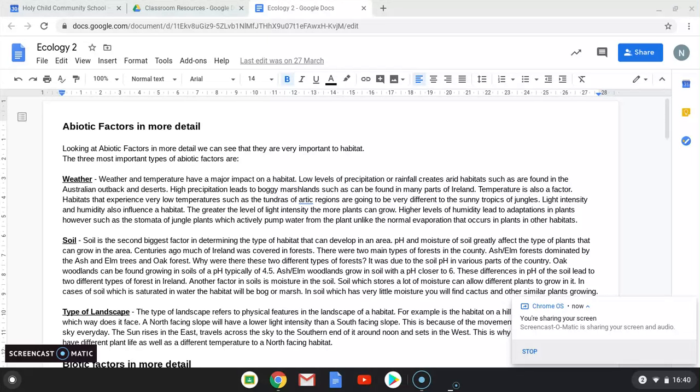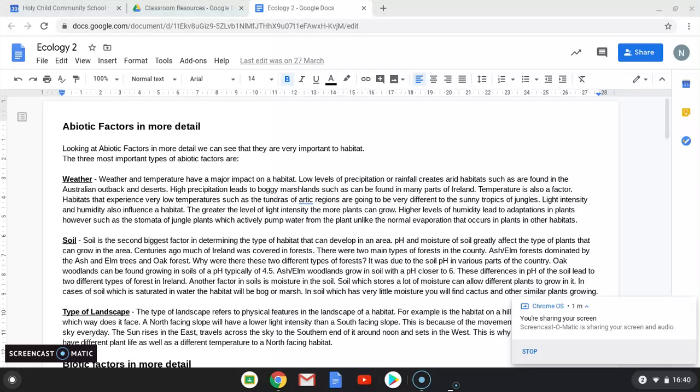Okay, so to remind us all, abiotic factors are what we call non-living factors. So these are factors which can affect the habitat and the organisms within a habitat, but don't involve other living organisms themselves. All right, so there's three main types of abiotic factors that you need to know for your course. The first one is weather. Okay, so weather and temperature, major impact on a habitat.